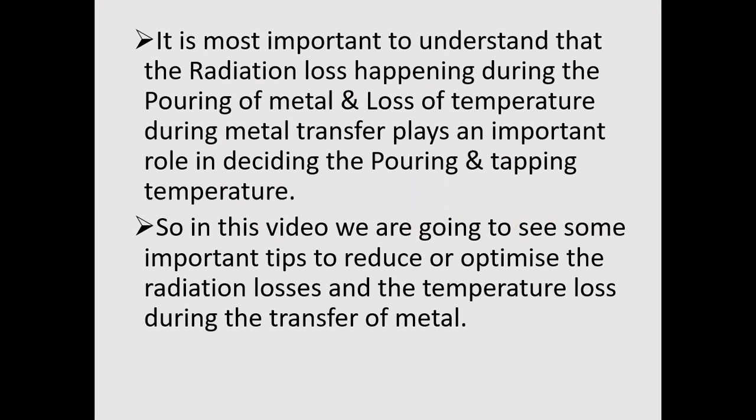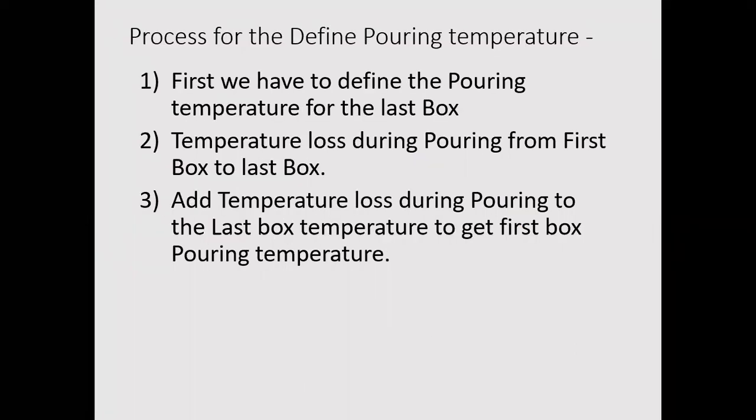It is most important to understand that the radiation loss happening during the pouring of metal and loss of temperature during the metal transfer plays an important role in deciding the pouring and the tapping temperature. In this video we are going to see some important tips to reduce or optimize the radiation loss and the temperature loss during the metal transfer process for defined pouring temperature.